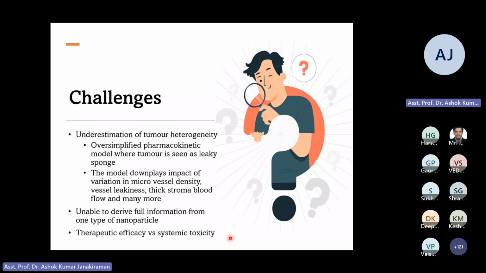As I said, normally the cancer cells or tissues are in a disorganized way. So it's very difficult to identify. So the model downplays the impact of variation in microvessel density and vessel of nanoparticles because it behaves in a different manner.